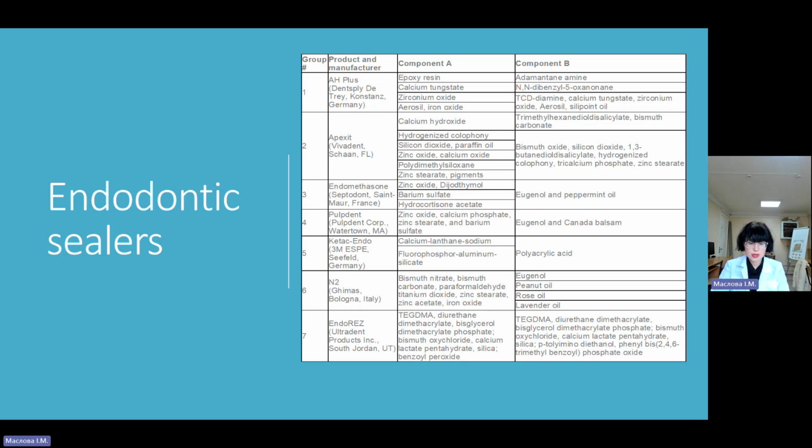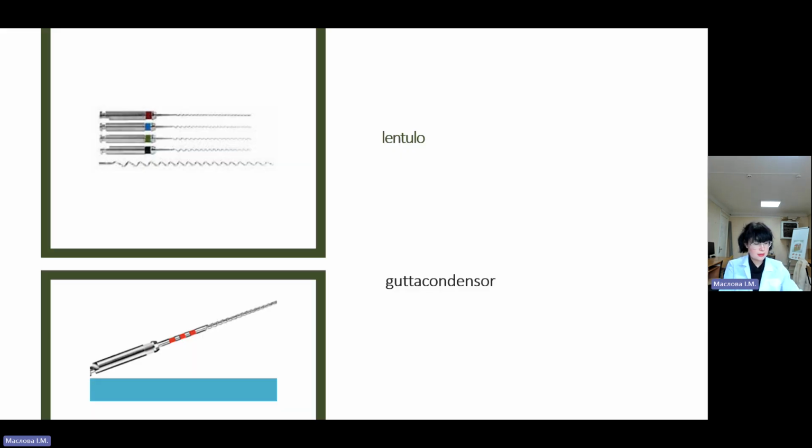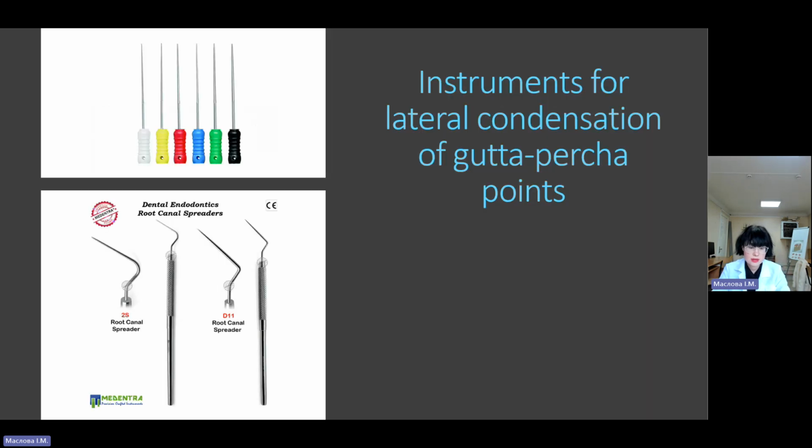For obturation there exist different types of endodontic instruments. It is a tool for filling the root canal with the sealers. It's a gutta condenser for mechanical condensation of gutta-percha points. And you can see the manual instruments for lateral and vertical condensation of gutta-percha points. These are pluggers and spreaders.